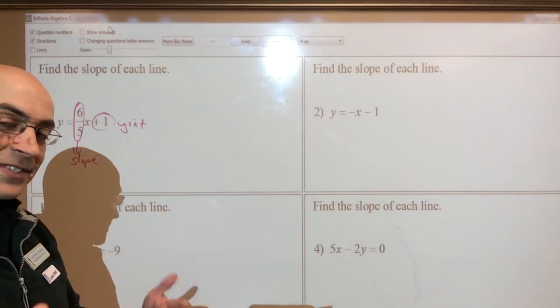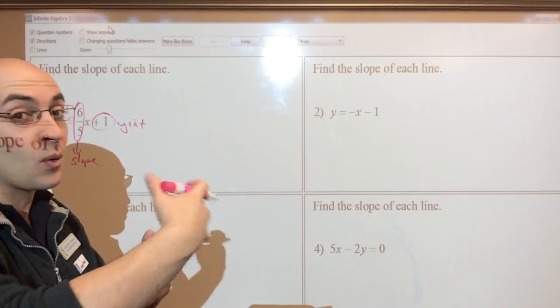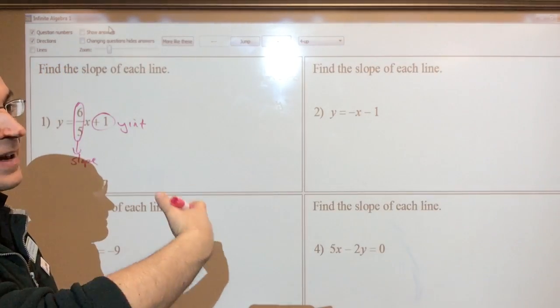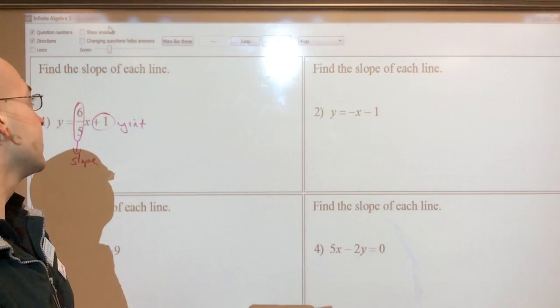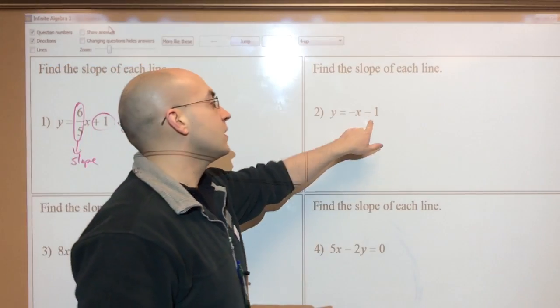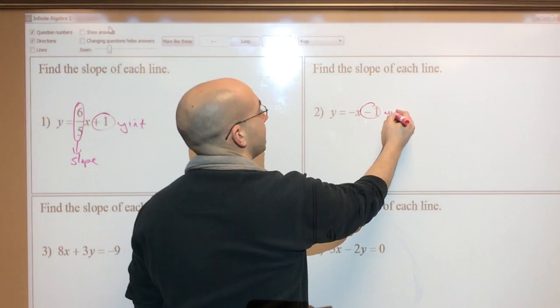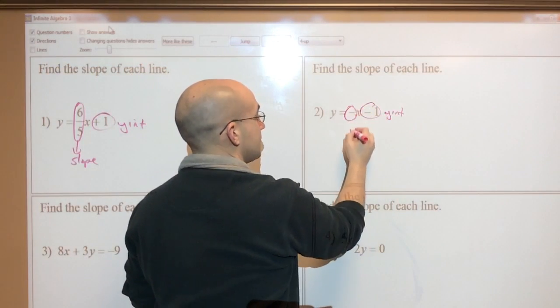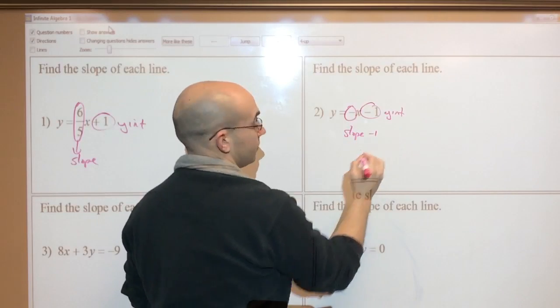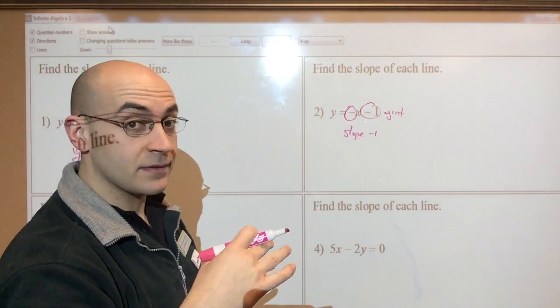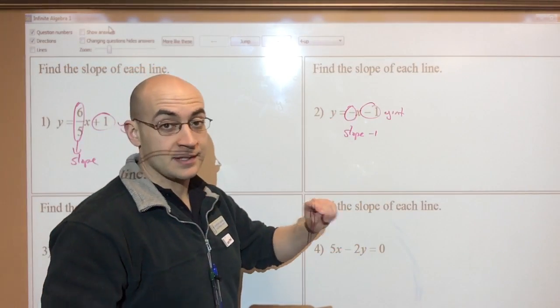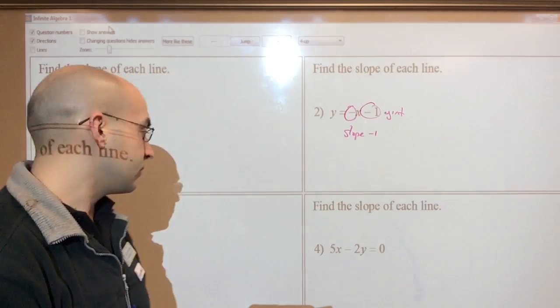X is just a term. It's just the letter. It's the point, or it's the x value of the point on the graph. We'll get into that later. Very simple here. Here, y-intercept, -1. Here, slope, also -1. Okay, whatever is in front of x. If there's nothing in front of x besides that, it's a 1. In this case, it's a -1.